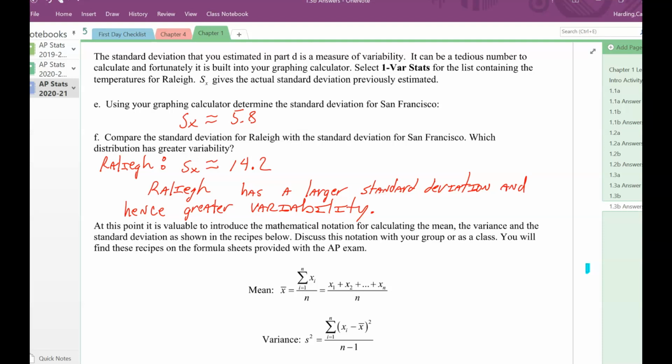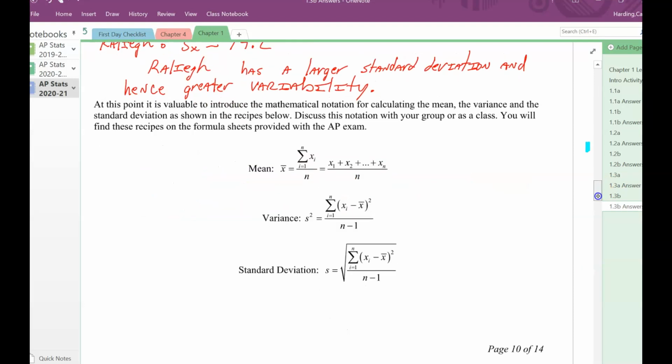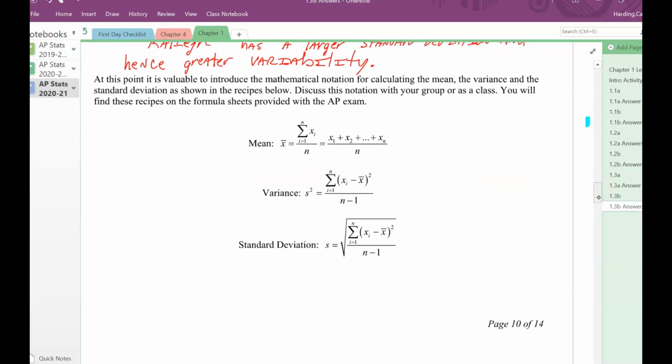I also want to go back and talk about a couple of formulas. Down here at the bottom, there are some formulas. This is what they're going to look like on the AP formula sheet. So you should become a little bit familiar with them. This is the mean. We talked about that one already. This is the standard deviation here.